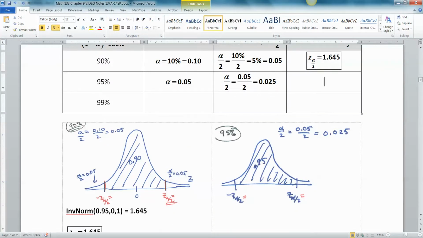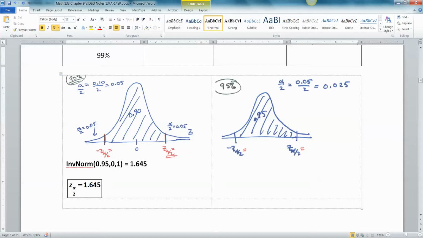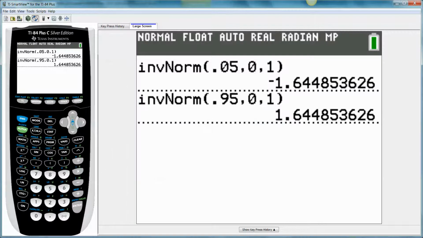All right. So then z alpha over 2, let's find that. So if you want the positive one on the right-hand side, you could either just find the one on the left and then make it positive, or you could find the one on the right. So that'd be inverse norm 0.975, comma 0, comma 1. Now I'm getting the 0.975 because I'm taking 0.95 plus 0.025. Or if you like, you can just do 0.025 and then just make it positive, excuse me, the opposite of what you got. So I know what you'll get, but let's prove it to you.